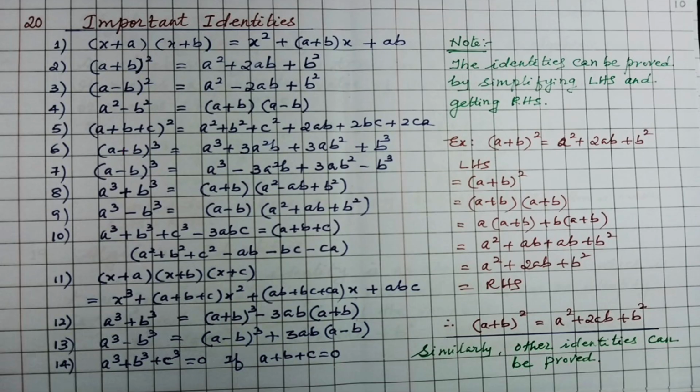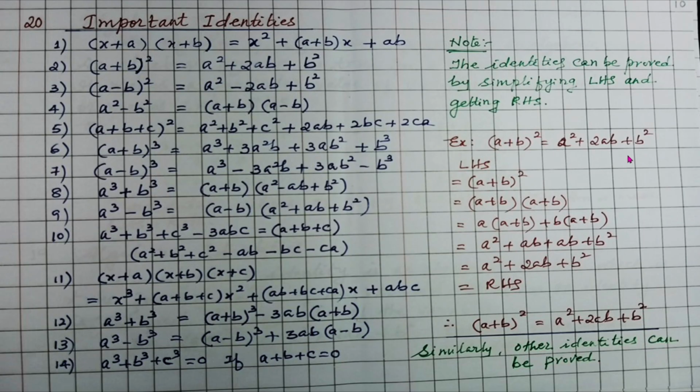Now the identities can be proved. We can prove these identities by simplifying LHS and showing that it is equal to RHS. Remember, an identity can be proved by showing that LHS is equal to RHS. So we can begin from LHS and show that it is equal to RHS. So that is how we prove the identities. Now let me take one example here.